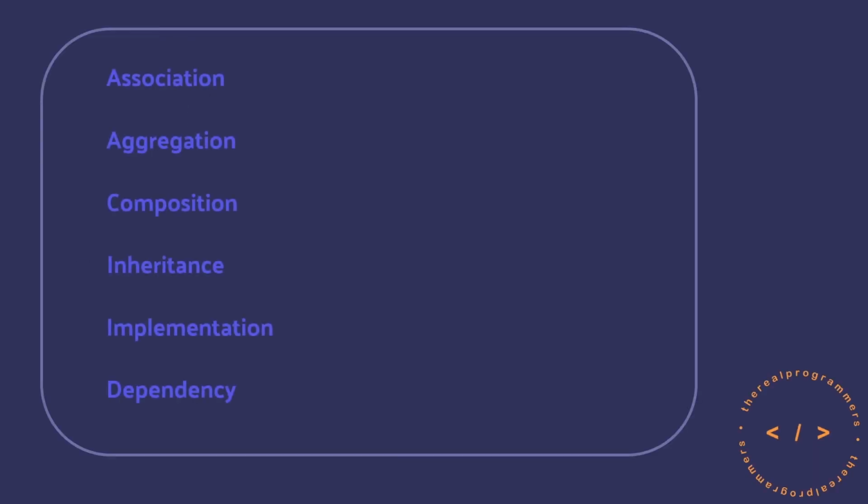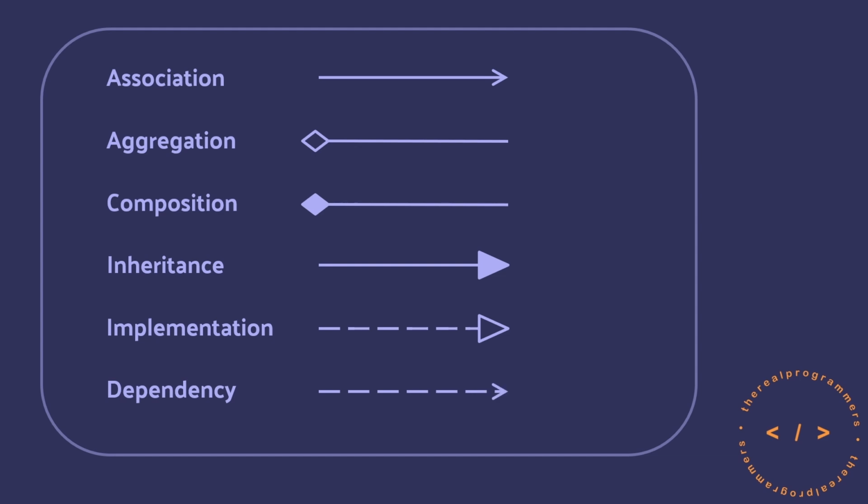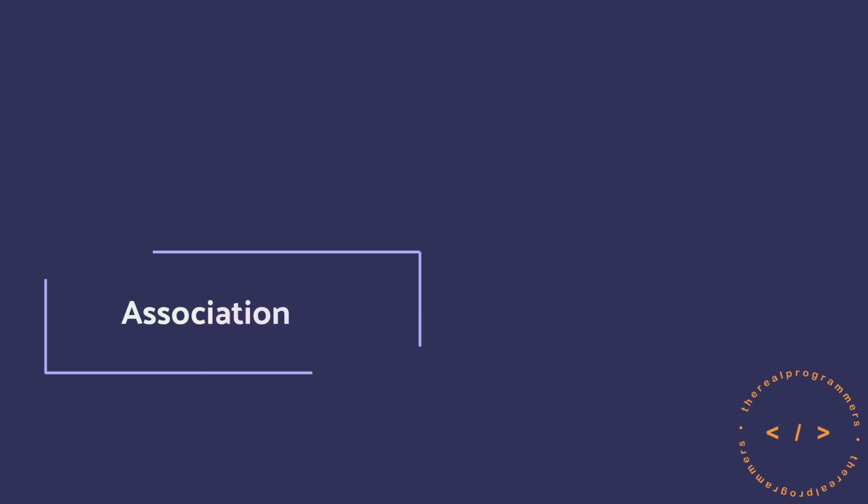There are 6 main types of relationships between classes. First, association, and then aggregation. Then we have composition, and after that we have inheritance. Then implementation, which is also called realization, and lastly we have dependency. The typical arrows for each one of them are shown beside them. We will discuss each one of them one by one and also the variations in representation. Let's start with the first, association.